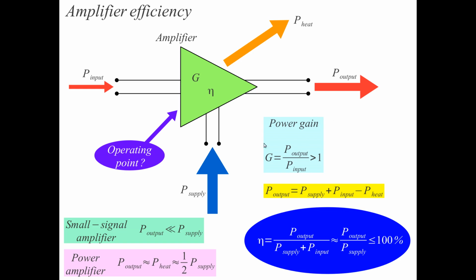The expression for the power gain is simple. This is the definition of a power gain, so output power divided by the input power. And in the case of small signal amplifiers, this output power is much smaller than the power taken from the supply. So even though the output power is larger than the input, it is much smaller than the supply power.